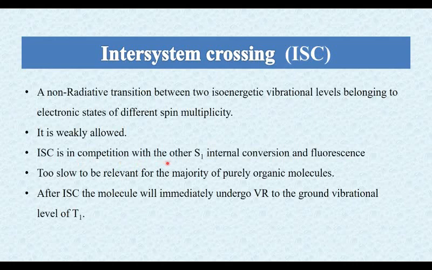It is in competition with other internal conversion and fluorescence. It is too slow because it is weakly allowed, or we can say it is a forbidden transition. So it is very slow, and its relevance for the majority of organic molecules is zero. And again, after ISC, inter-system crossing, the molecule immediately releases its energy through vibrational relaxation and comes to the ground vibrational level of T1.